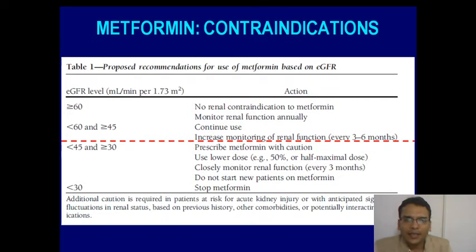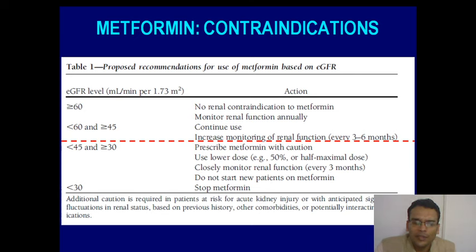So these are the current recommendations for use of metformin based on eGFR. If you have an eGFR of less than 30, there is no other option but to stop metformin, because beyond this GFR, your risk of lactic acidosis increases manifold. But between 30 and 45, you don't start any person on metformin. However, in a person already using metformin, you use a lower dose, or you reduce by half.